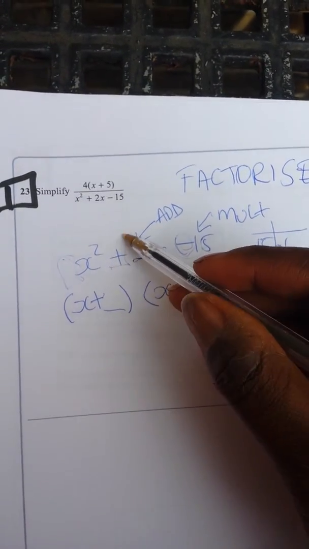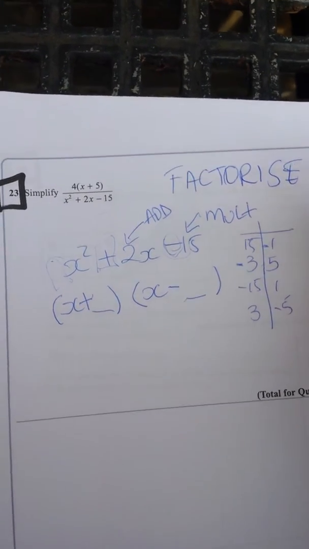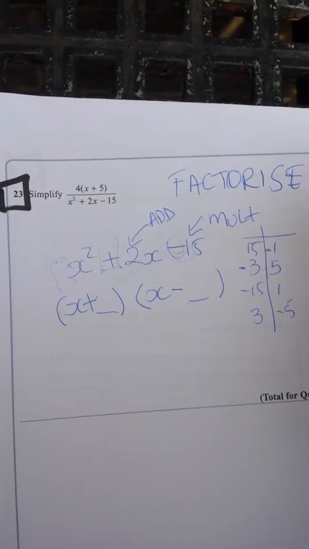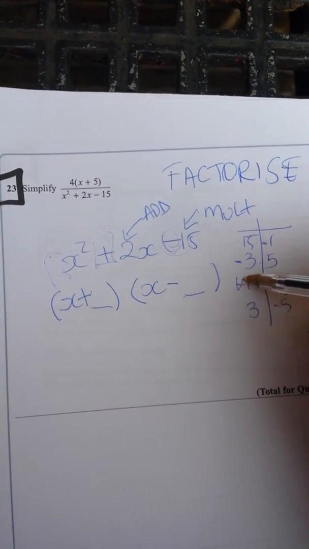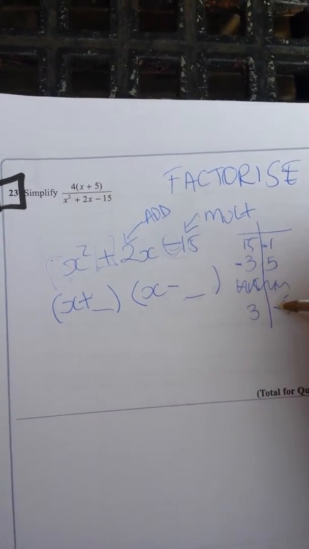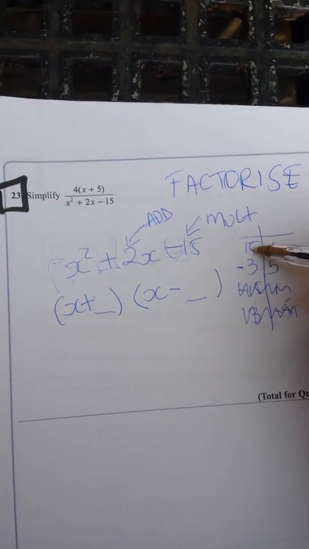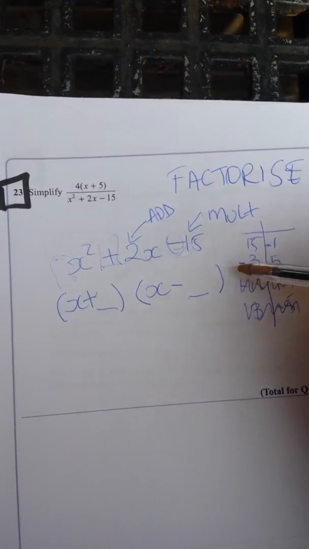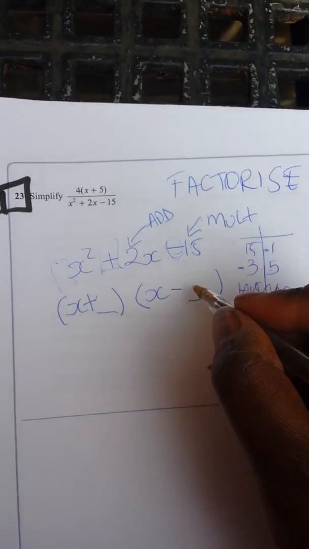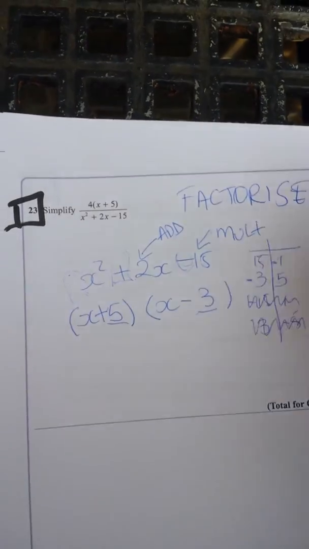Now, this number's positive, so that means the bigger number must be positive, because only when the smaller number's negative and the bigger number's positive do you end up with a positive 2. So we can get rid of the ones where the bigger number is negative. So 15 minus 1, does it give you 2? No. 5 minus 3, does it give you 2? Yes. So it's positive 5, negative 3.